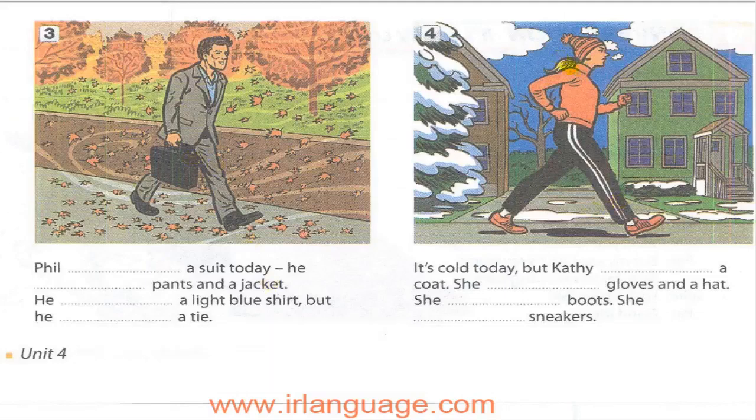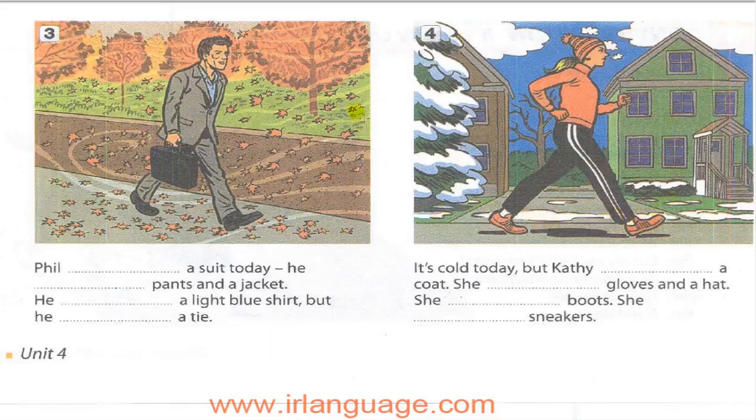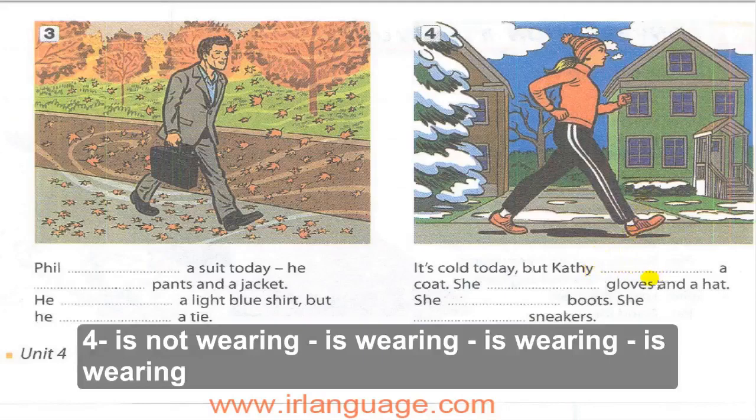Picture number four. What's she doing? She's running. She's doing exercises. It's cold today, but Casey a coat. But Casey is not wearing a coat. She's wearing gloves and a hat. Is she wearing boots? No, she's not wearing boots. She's wearing sneakers.